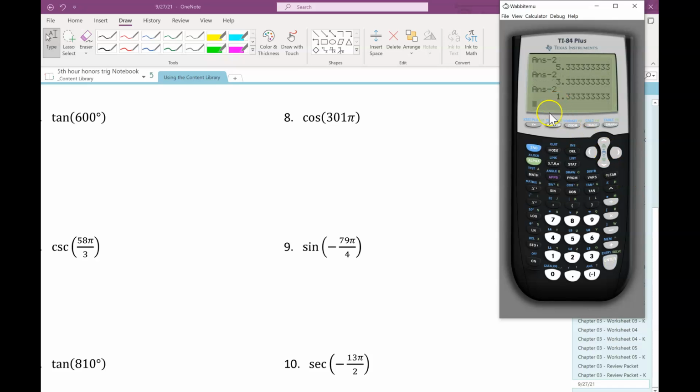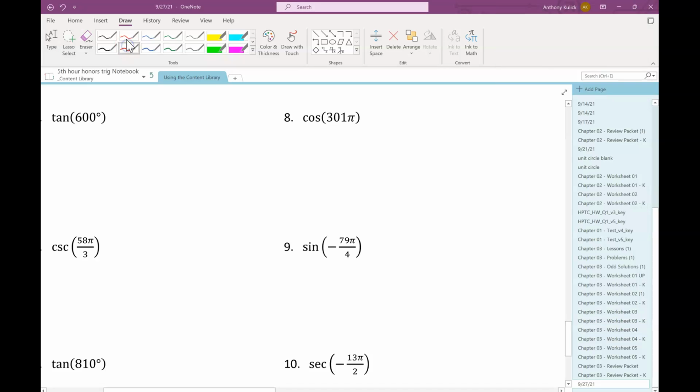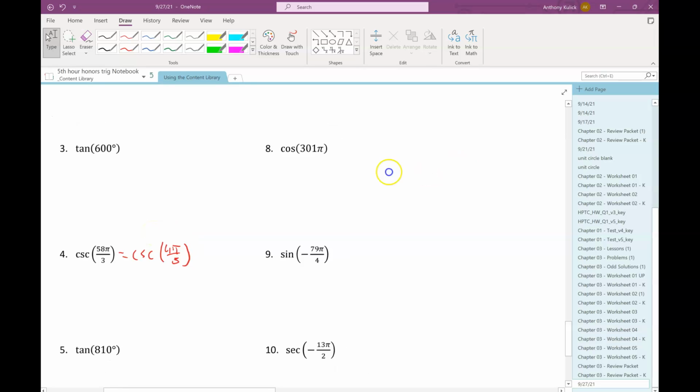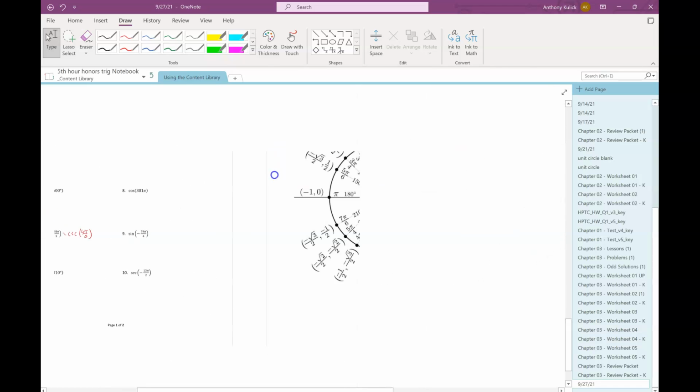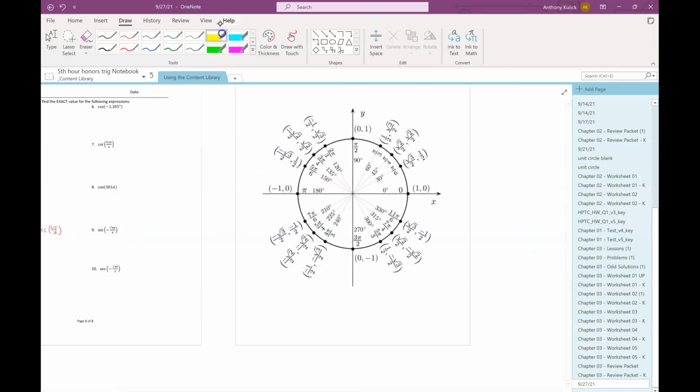And there we go. So I'll convert that back into a fraction. So that's 4/3. So I know that this is really the same thing as cosecant of 4 pi over 3. Okay. So now I'm going to go to the unit circle, and I'm going to locate 4 pi over 3, which is right here.